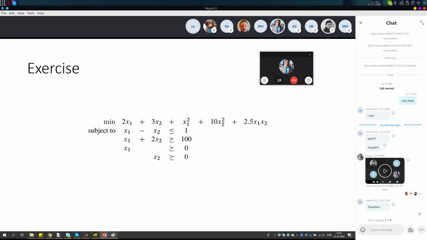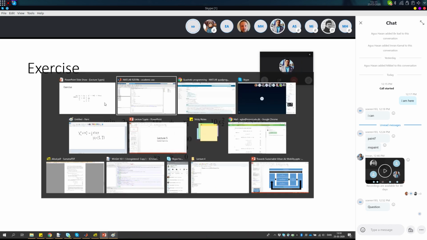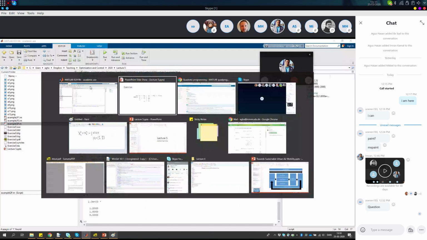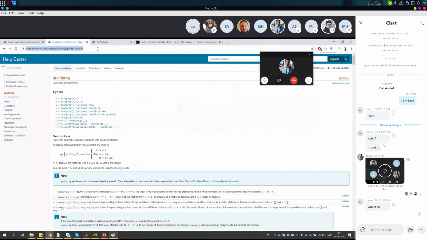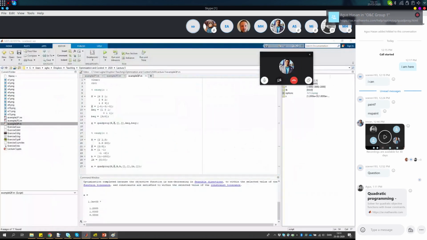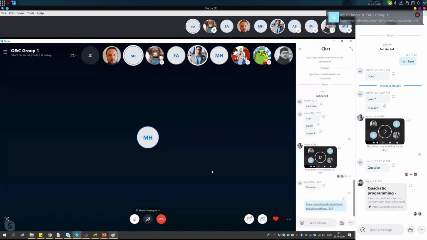Okay. So I will give you two minutes, just for your exercise. I just need to find out this quadprog. Have you uploaded that quadprog file? No, but you can find it in MATLAB. Google it. Or I can share it with you also here. Yeah, that one. Thanks.